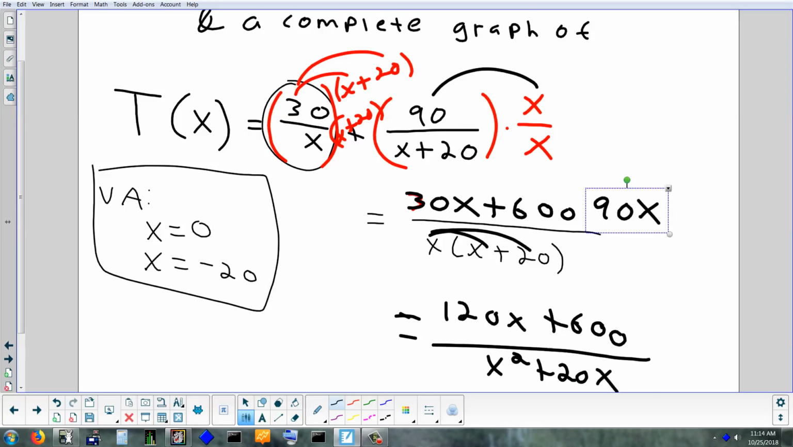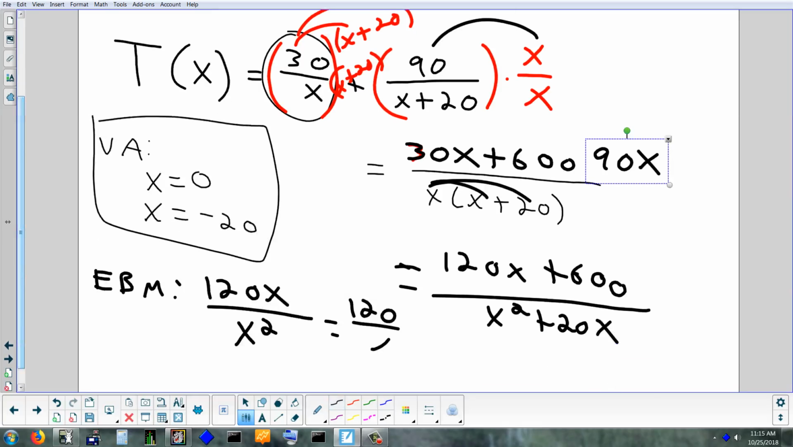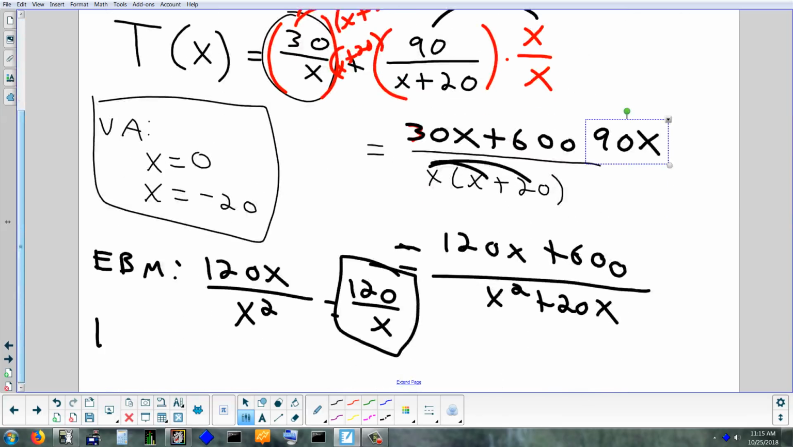Okay. Now I can find the end behavior model. What's the highest degree term in the top? 120x. Highest degree term in the bottom? x squared. And when I reduce that, what am I left with? 120 over x. Okay, so there's your EBM. Now we can find the horizontal asymptote.